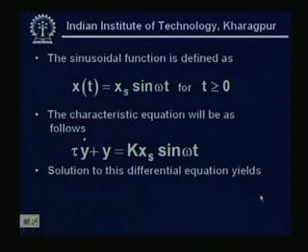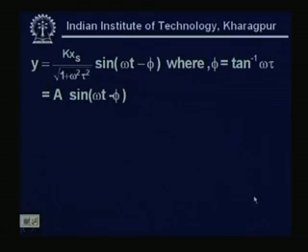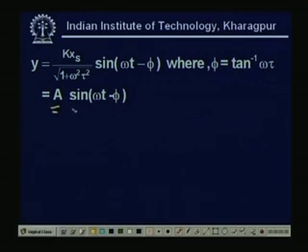So, the solution to this differential equation yields, ignoring the initial condition, y = y0 = k xs upon under square root 1 plus omega square into tau square sin(omega t minus phi), where phi equal to tan inverse omega tau. This we can write as equal to a sin(omega t minus phi). Phi is the phase shift of the input signal.